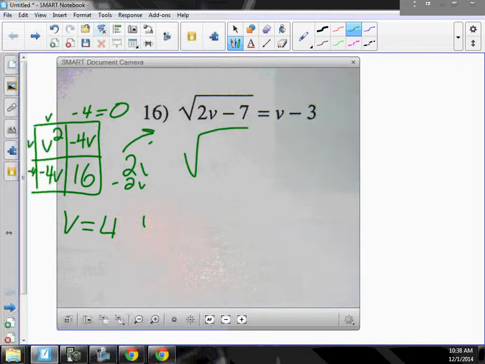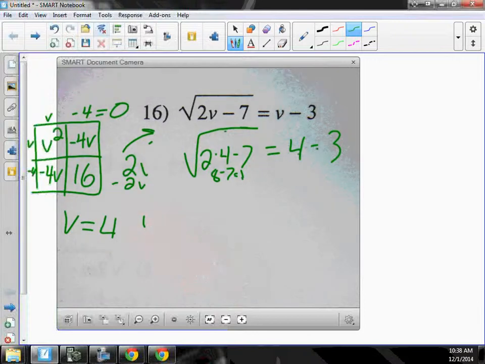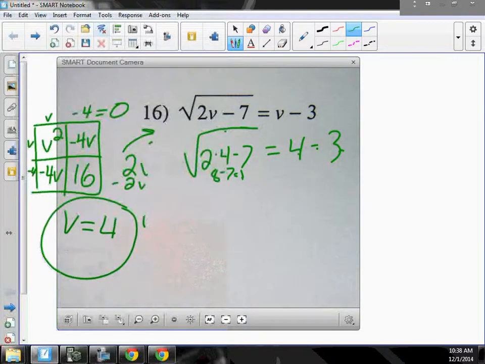So I want to know, is the square root of 2 times 4 minus 7 equal to 4 minus 3? So 2 times 4 is 8. 8 minus 7 is 1. Is the square root of 1 equal to 4 minus 3? Yes. So that solution does work. Okay?